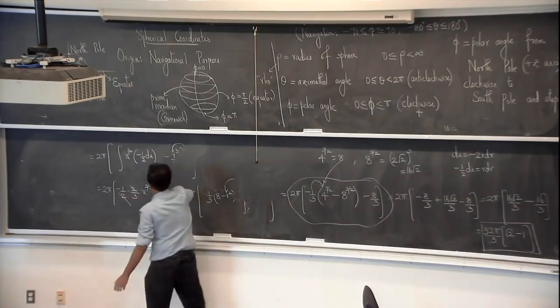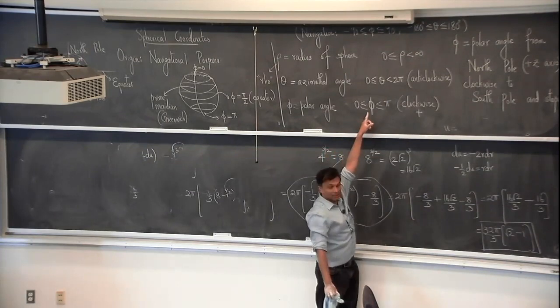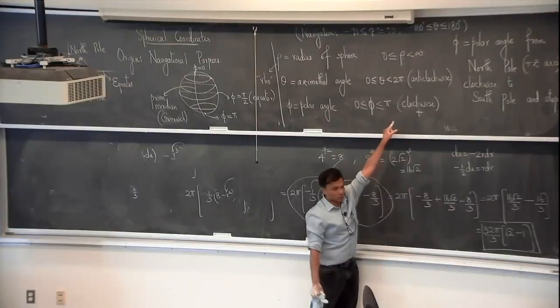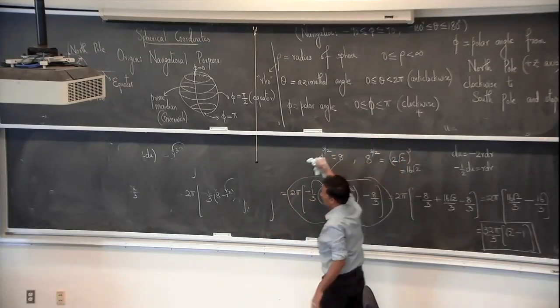Okay, so apart from that, please pay attention to copy this correctly. Theta goes from 0 to 2 pi. Phi, that looks like theta, but it's phi, goes from 0 to pi. That is the polar angle, which goes from North Pole to South Pole.